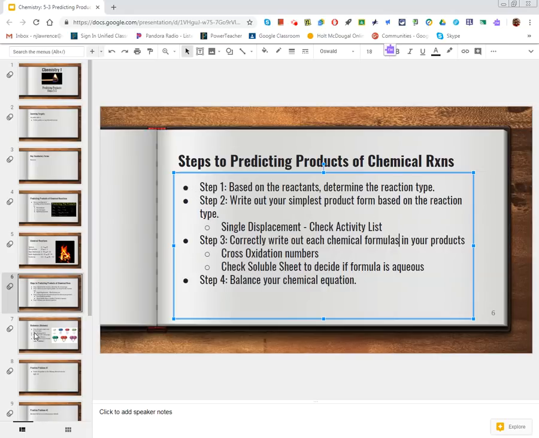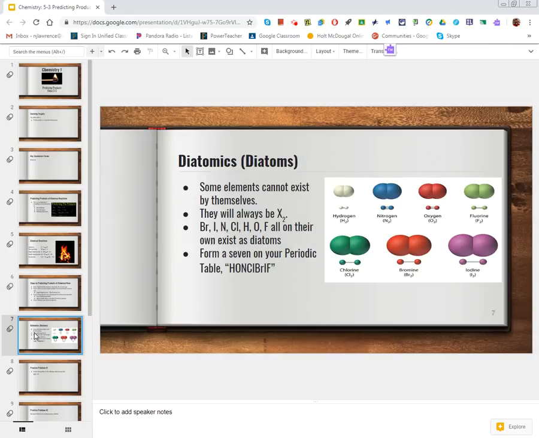So as we get started, let me remind you of what a diatomic is. Diatomics are 7 elements that do not exist by themselves in nature. Basically, when you're in nature, there's not ever just a single hydrogen, but there are going to be billions and billions of hydrogen atoms all around each other.